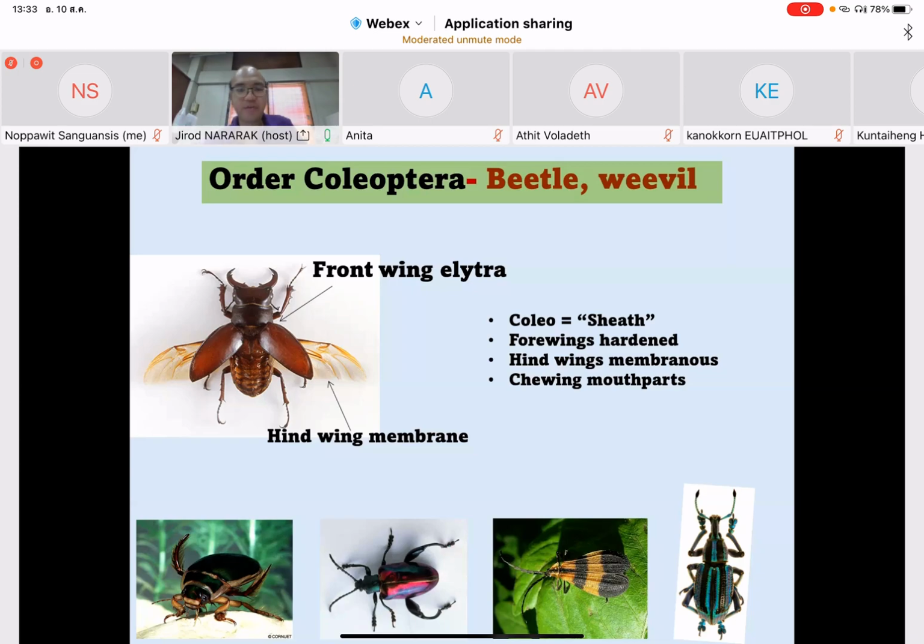And the front wing, the thickest and strong one, has a term. I forgot already. They call it the elytra. The type of wing here is called the elytra, and the hind wing is a membrane wing. Their mouthparts are chewing mouthparts, as you can see. So this is the main characteristic of the Coleoptera.